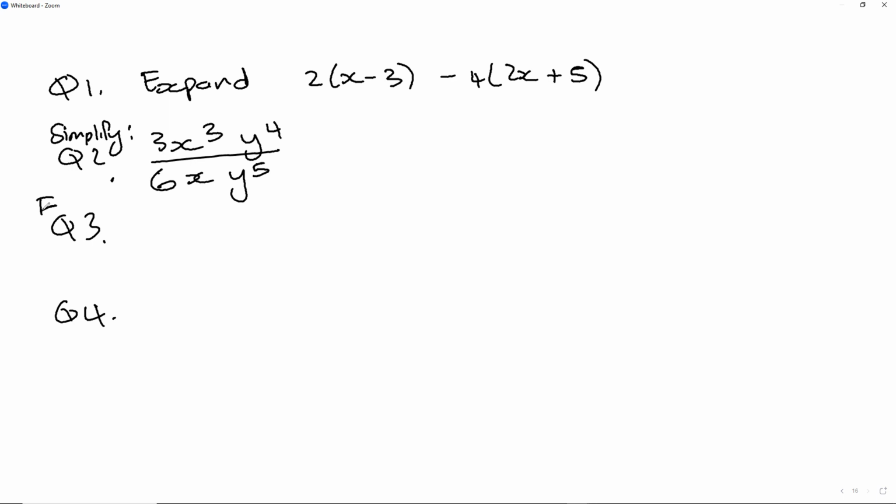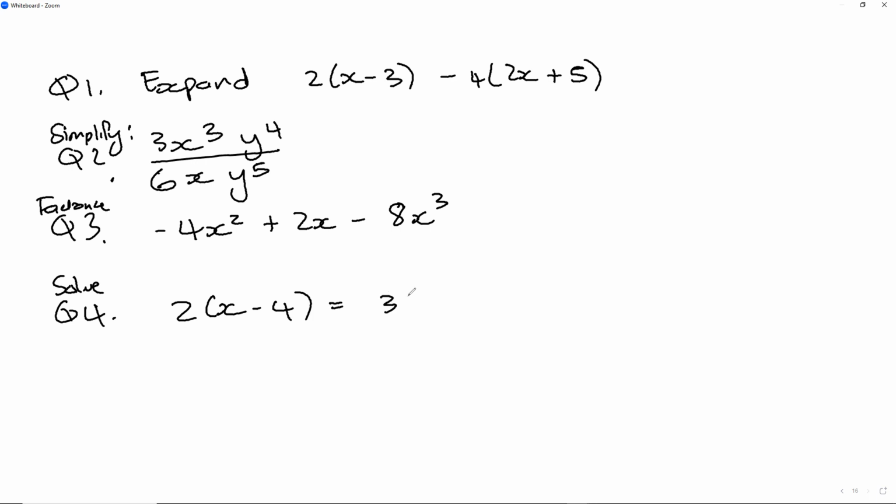Question 3, factorize negative 4x squared plus 2x minus 8x cubed. In question 4, solve for x. 2 bracket x minus 4 equals 3 bracket 2x minus 3. Alright, give it a go, try your best for each of these. Alright, I'm going to go through each one of these.